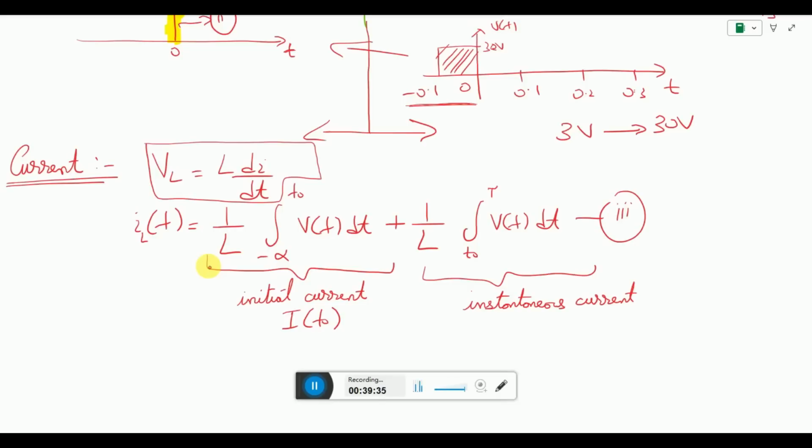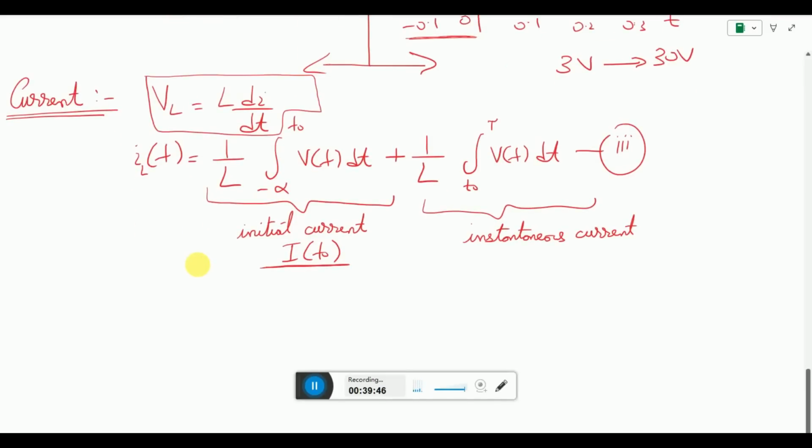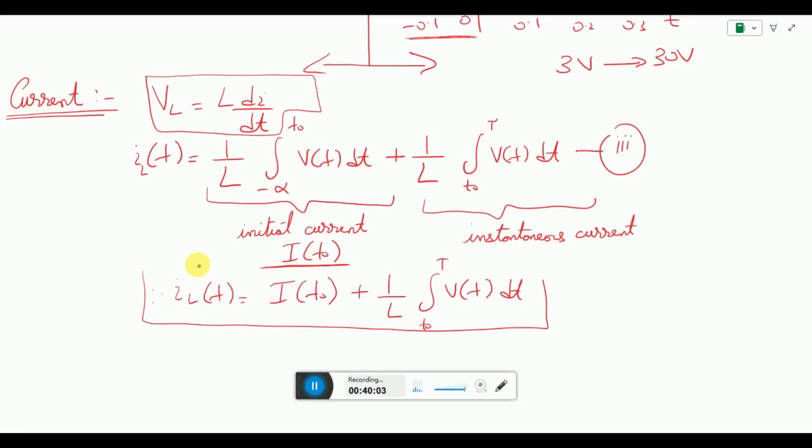So this initial current, basically I naught, comes out because whenever we are dealing with storage devices and we need to solve them, we basically need to know what the previous value was. So if we simplify this equation, this comes out to be I t naught, the initial current, plus 1 by L integral from t naught to t of V of t dt. So this is the final equation that we use when solving the inductors or finding the currents for the inductor.